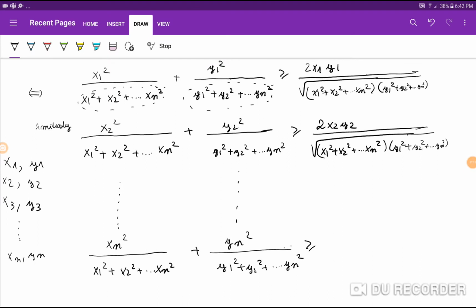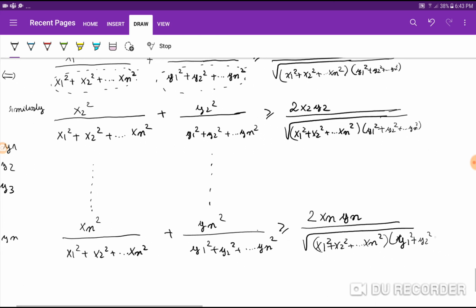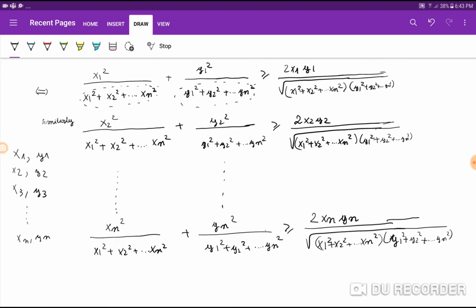So what we have, this plus this, will be greater than or equal to 2xn yn over the square root of x1 square plus x2 square plus all the way to xn square times y1 square plus y2 square plus all the way to yn square. Okay, let me stop the recording and continue.